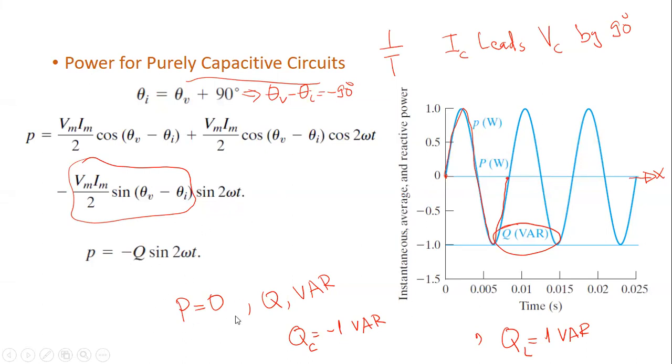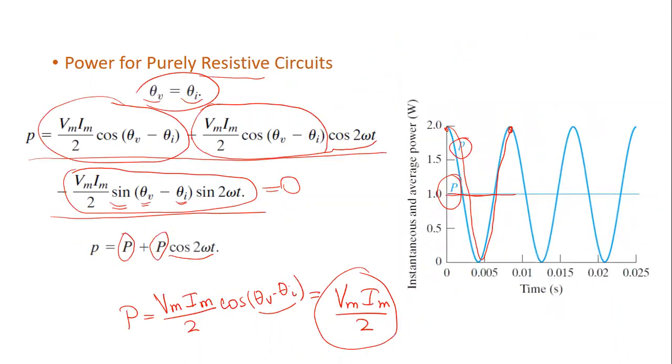And again, for both pure capacitive and pure inductive circuits, the average power is equal to 0. While if I go back to the resistive circuit, I see that here I don't have the third term, which is Q. So Q in the pure resistive circuit is equal to 0.